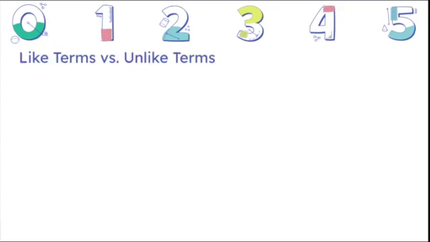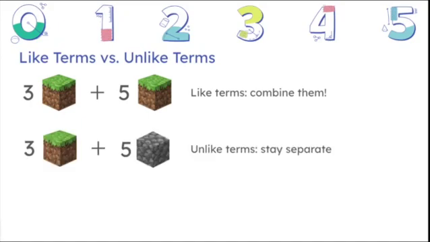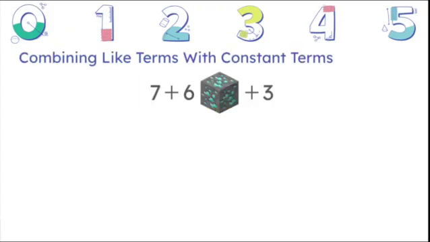Let's talk about like terms versus unlike terms. So, in an algebraic expression, we can have like terms where the variable is the same and unlike terms where the variable is different. To simplify expressions, we should look for like terms and combine them. Unlike terms have to stay separate because they don't represent the same thing. Now, what if we have an expression that has some constant terms in it? Well, if you have more than one constant term in the expression, they are also like terms because a constant term is the same as another constant term, and you can combine them to simplify.